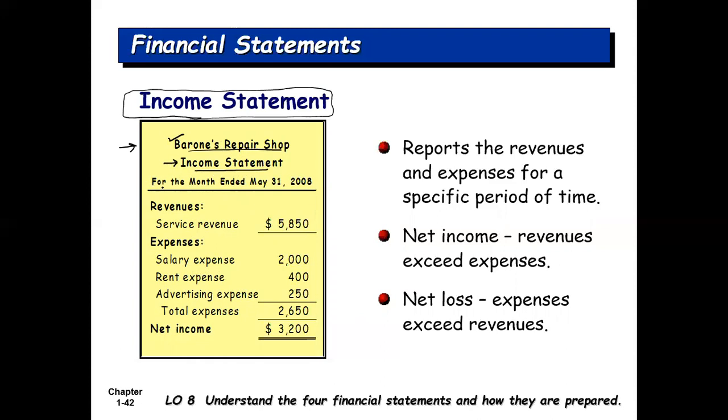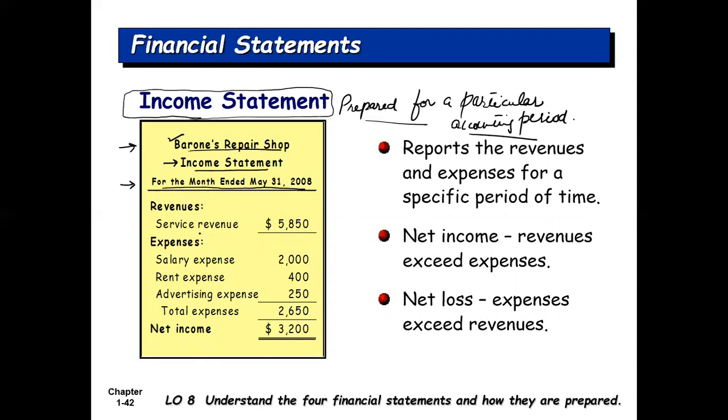In the third line, you will write down the accounting period or a particular date. Now we will talk about this: when an income statement is prepared, it is prepared for a particular accounting period. So it is not prepared for a single day. It is prepared for an accounting period. That can be a week, a month, a quarter, maybe 6 months or a year, right?